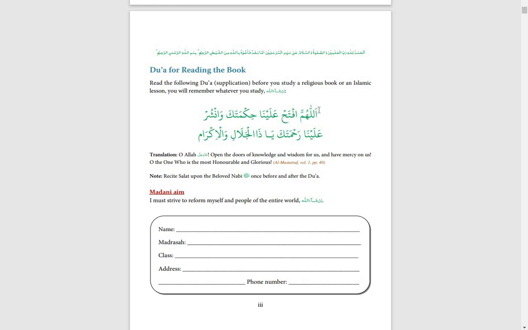Please recite with me. Allahumma ftah alayna hikmataka wa anshur alayna rahmataka ya dhal jalali wal ikram. Translation: O Allah Azza wa Jalla, open the doors of knowledge and wisdom for us, and have mercy on us, O the one who is the most honorable and glorious.